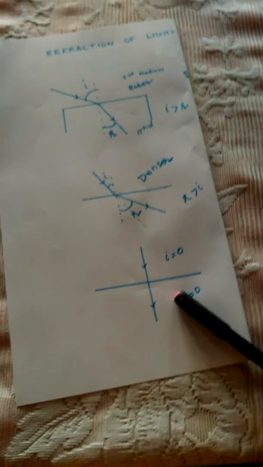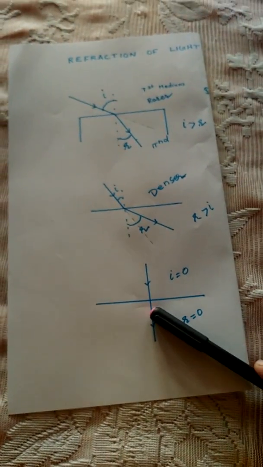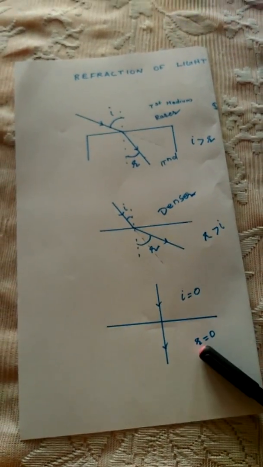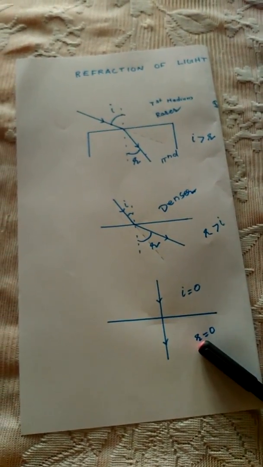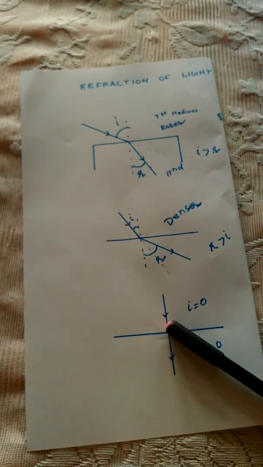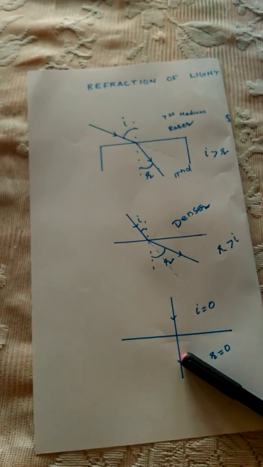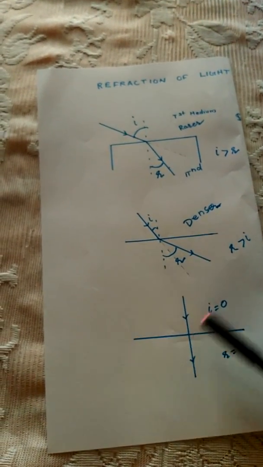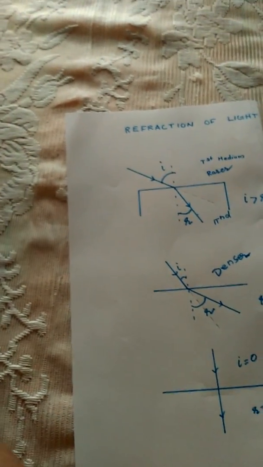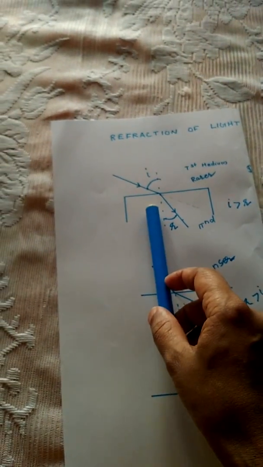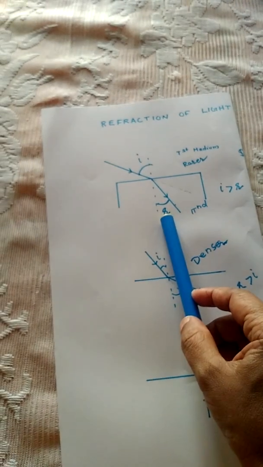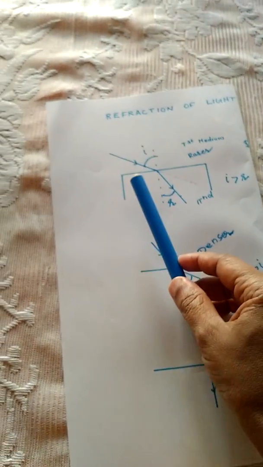In the third case, the light gets incident normally on the surface. Here angle of incidence is 0, angle of refraction is also 0. That is, no change in the path of the light when light gets incident normally on a surface. The change in the path of the light when it enters from one medium to another is called refraction of light.